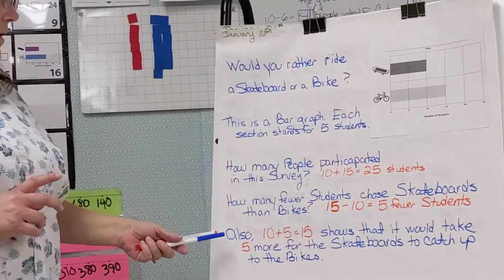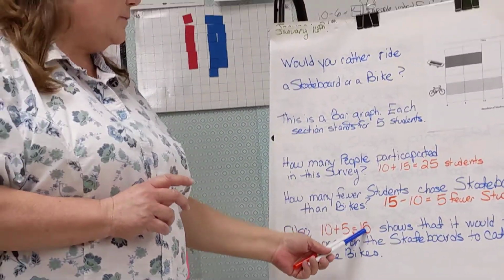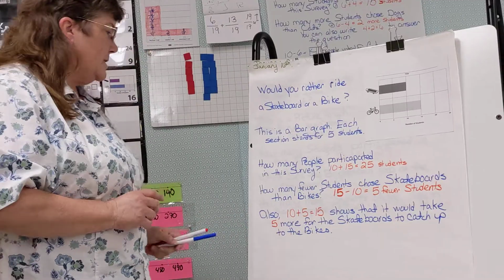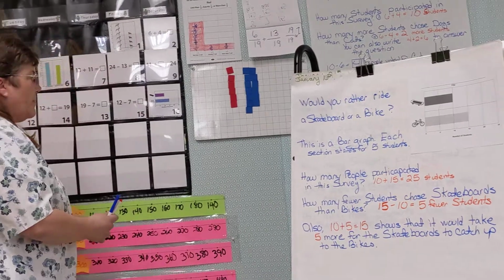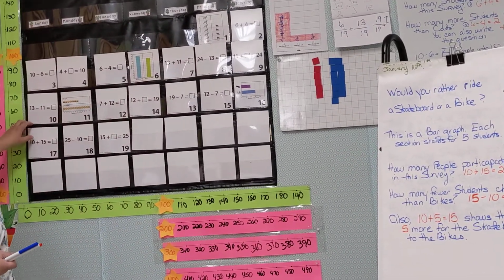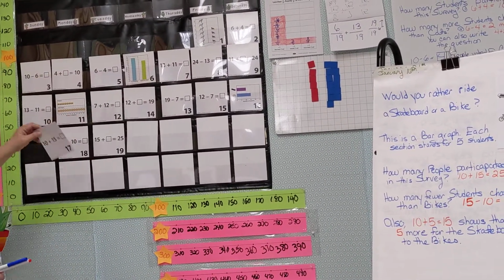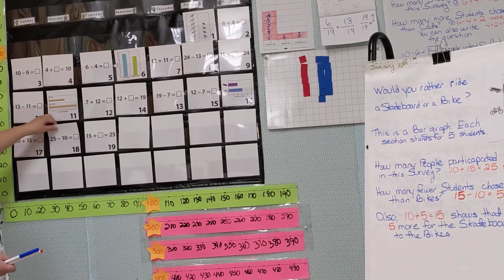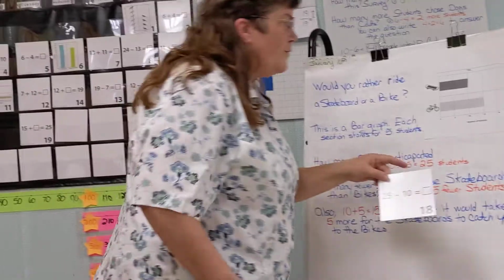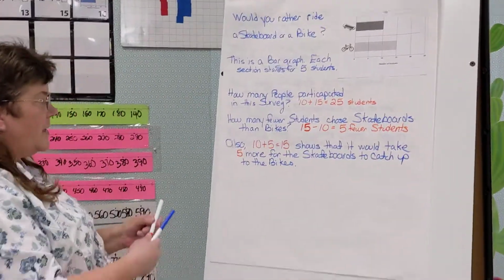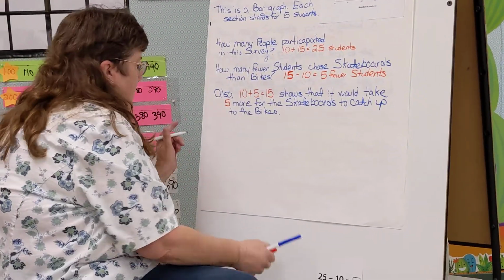Okay. Also, 10 plus 5 equals 15. That shows us that it would take 5 more for the skateboarders to catch up to the bicyclists. So is that, yep, here's this equation. So the only equation we have not done yet is this one. So 25 minus 10. What do you guys think that equation is telling us?